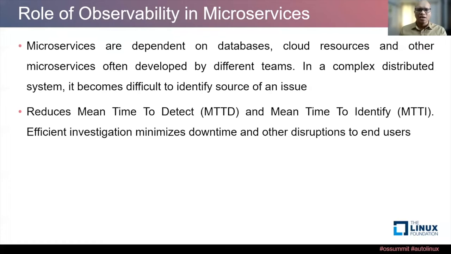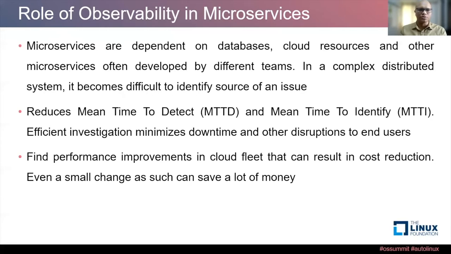It used to take us a lot of time, and at the end of it, we used to understand that the dependent services were taking time. And there can be cases, and most of you might have faced that, where there might be a configuration issue which has gone wrong, and you did all the debugging, and at the end of it, you found out that there was an issue with the configuration, right? So these things happen. So identifying the issue is a time-expensive operation, right? Observability helps you in reducing MTTD and MTTI, mean time to detect and mean time to identify. So this leads to effective investigation, and it obviously minimizes the downtime and other disruption to the end users.